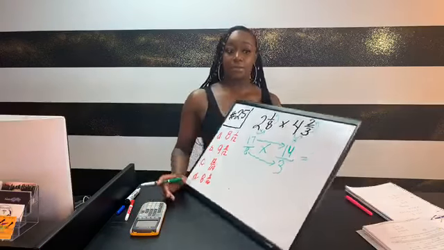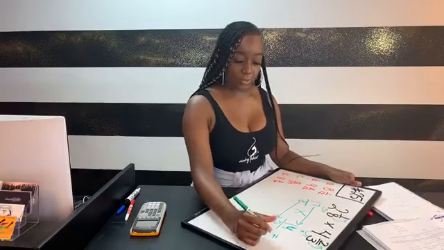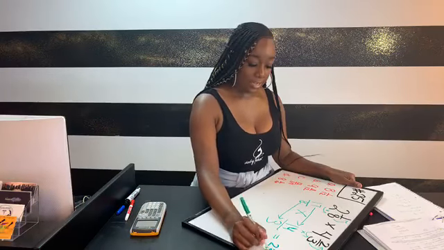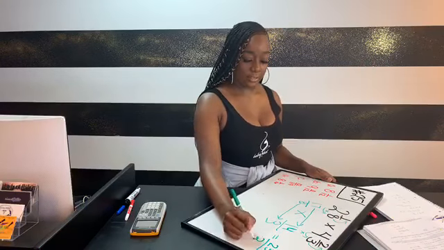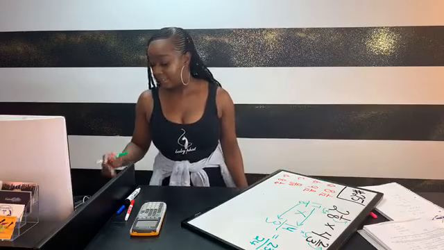So 17 times 14 gave us 238, and 8 times 3, whew, that is ugly, is 24. Let me rewrite that.